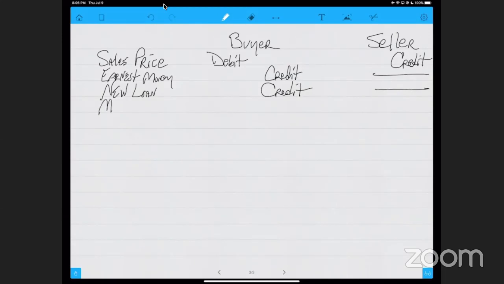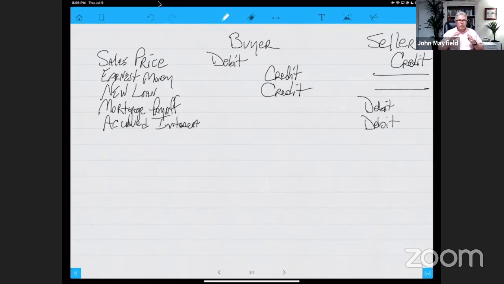However, there's going to be a mortgage payoff or a loan, and that is going to be a debit to the seller. That's their loan. They've got to pay that off. Now, normally you will have what is called accrued interest with that note. And that is going to be a debit to the seller. Now, don't forget, interest is always paid in arrears for the seller. It's always paid that way. I mean, the buyer as well.